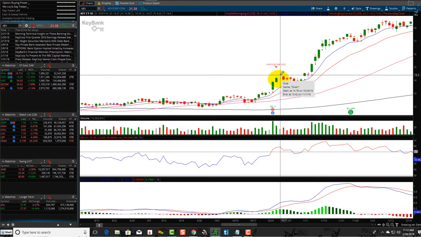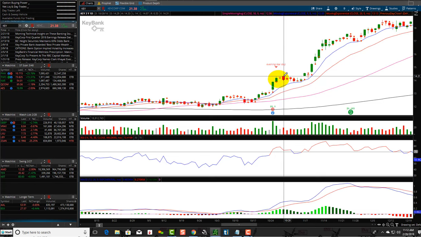Be aware of dojis, and when you see dojis, look at the pattern. Is it an evening star? Is it a morning star in a downtrend? Morning star and evening star, and the dojis are very, very important reversal patterns to be aware of.